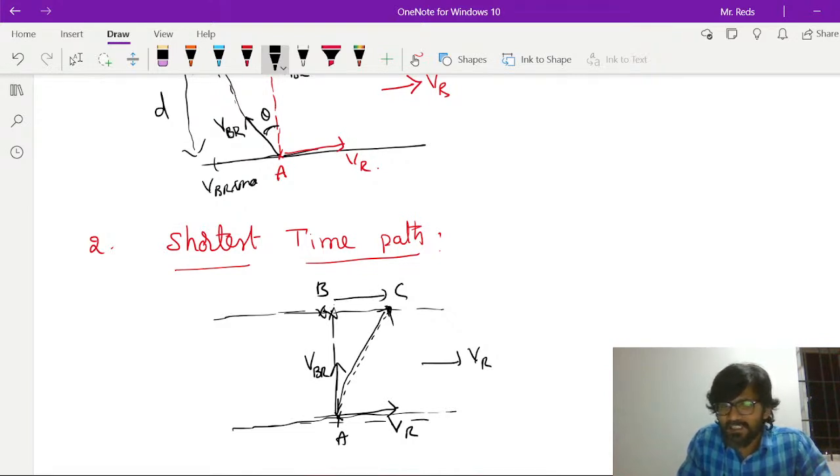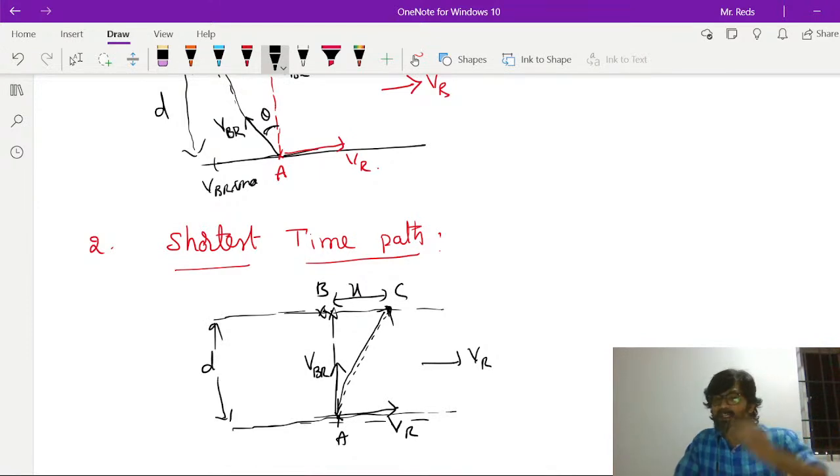Let us say this distance is x. We call this distance the drift. Of course, if you take the width of the river as d, then what is the time taken to cross the river in the shortest time path, you may ask.